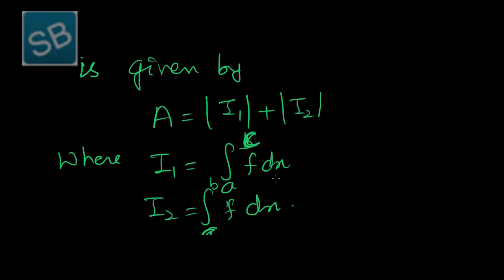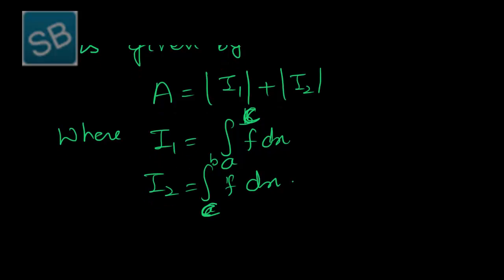So this was all about the area under the curve and between the x-axis and the lines x is equal to a and x is equal to b. And in the next lecture, we will discuss the different cases, what happens when the curve is x is equal to g of y and we have to find the area between the y-axis and the given curve.